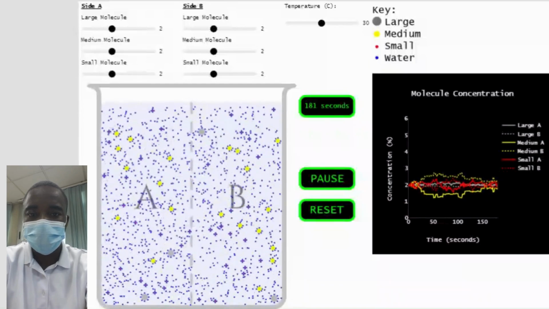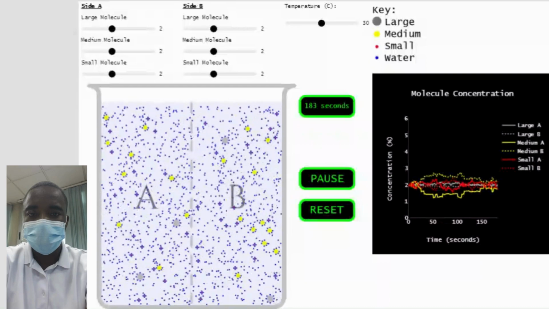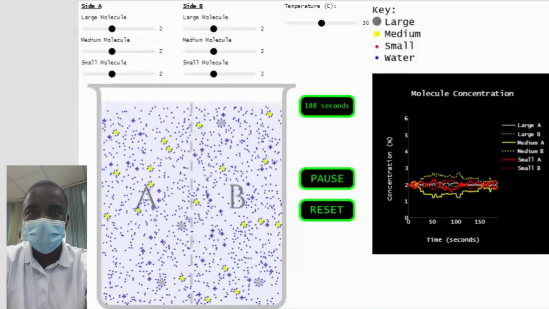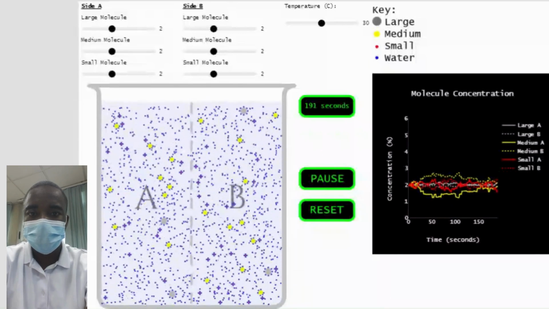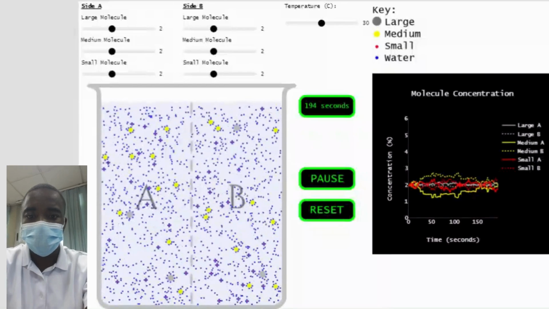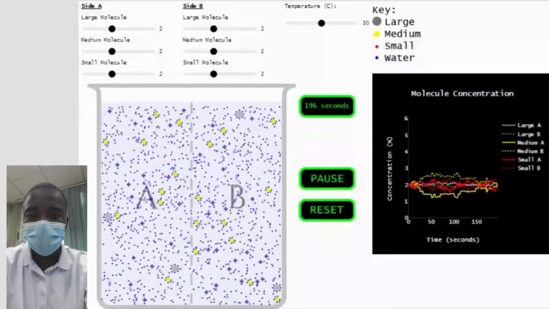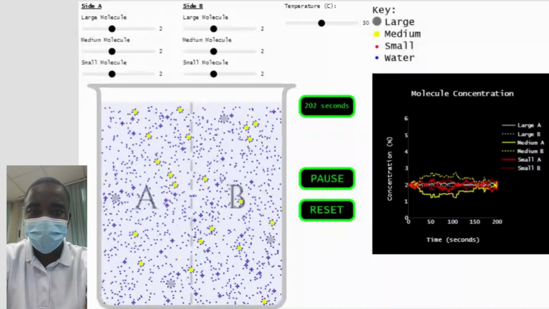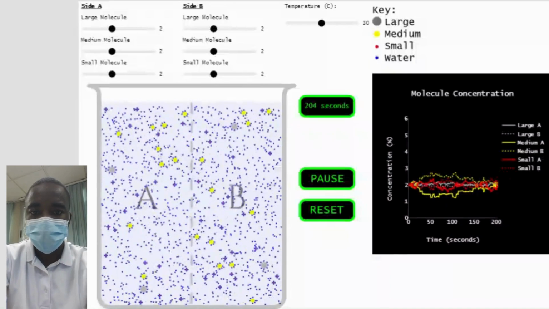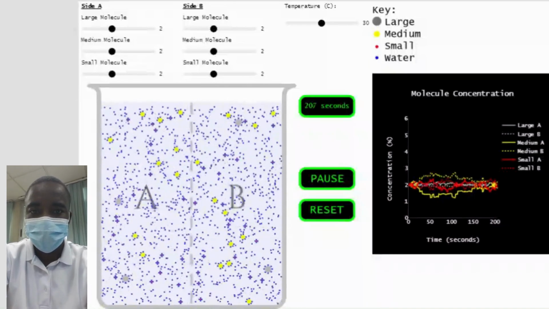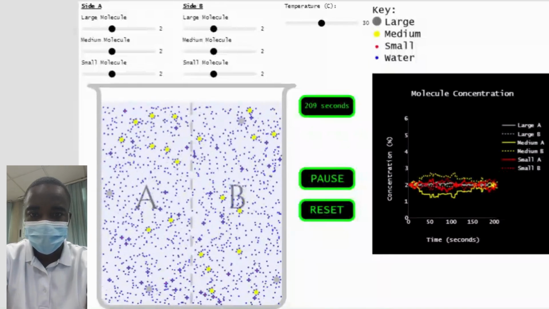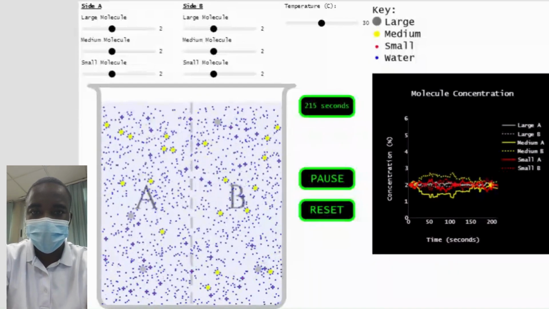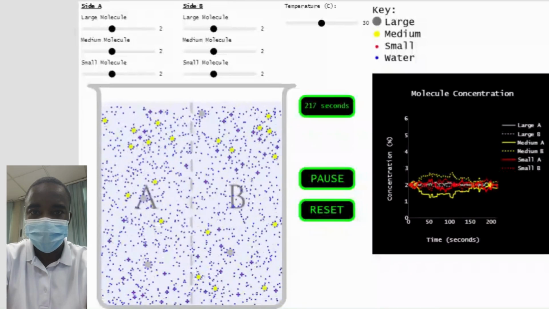3. Large molecules. Large molecules are unable to pass through the membrane due to their size. This scenario demonstrates the concept of selective permeability, where the membrane allows certain molecules to pass while blocking others. 4. Combination of solutes. By adding a combination of small, medium, and large molecules to one side of the beaker, students can observe the differential movement of the solutes. Small and medium molecules diffuse across the membrane, while large molecules remain on one side. This scenario provides a comprehensive understanding of how different sized solutes interact with a semi-permeable membrane.